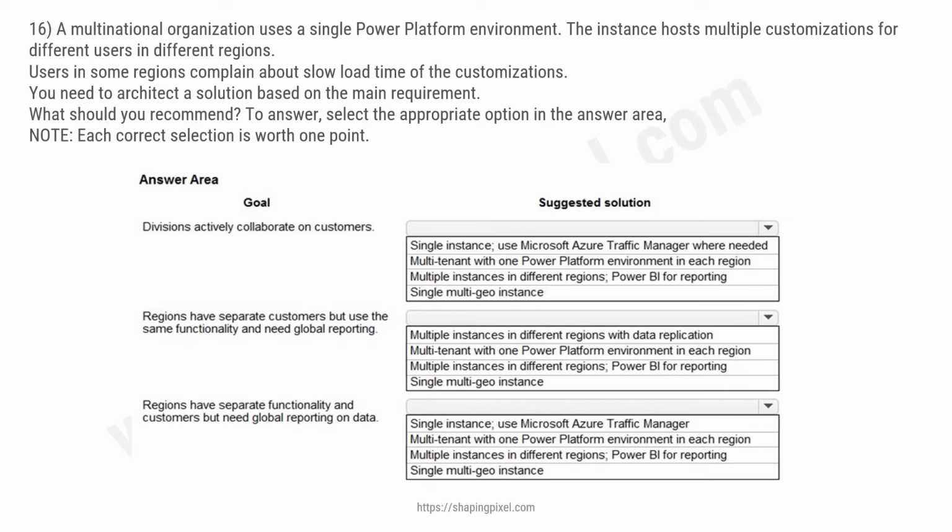So we have the following goals. Divisions actively collaborate on customers. So the right suggested solution is single multi-geo instance. And for regions that have separate customers but use the same functionality and need global reporting, we have multiple instances in different regions, with Power BI for reporting. Regions that have separate functionality and customers but need global reporting on data: we have a single instance, and use Microsoft Azure Traffic Manager.